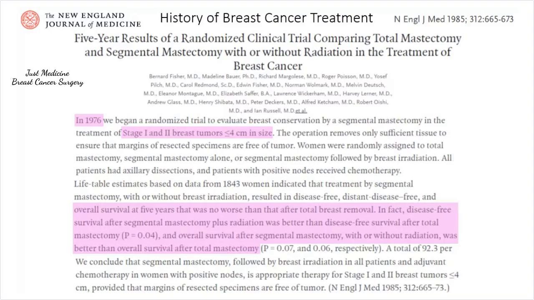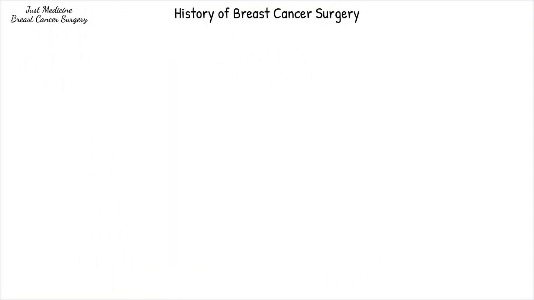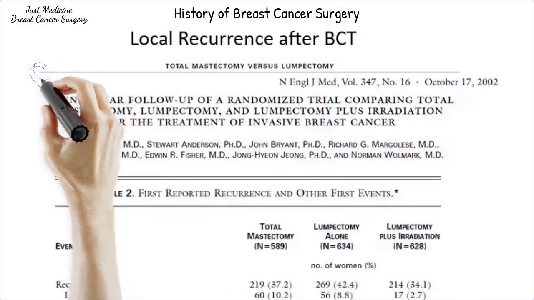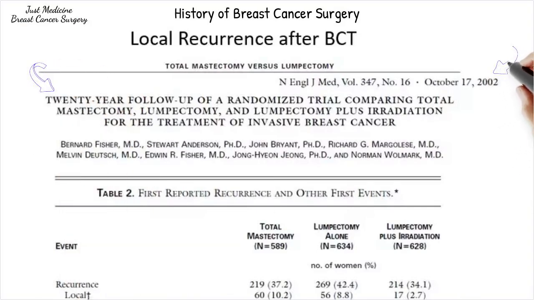What is of interest but seldom emphasized is that the data showed that women who underwent segmental mastectomy and radiation had better disease-free survival than those who had a total mastectomy. The 20-year follow-up data for the NSABP B06 study was also published in 2002. We will recall that Professor Fischer reported in 1985 that the study analysis suggested that patients who underwent lumpectomy and radiation had better survival than those who had total mastectomy.